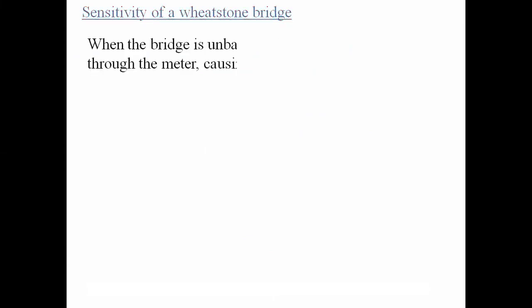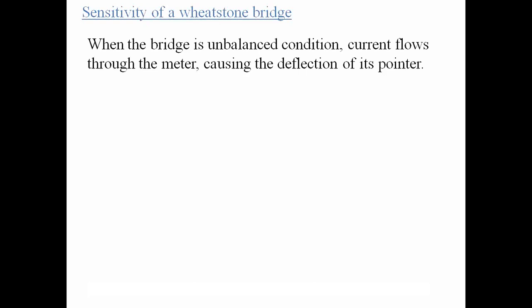The next topic is the sensitivity of the Wheatstone bridge. When the bridge is balanced, there is no current flowing through the meter. When the bridge is unbalanced, a potential difference appears across the meter, and due to that the current will flow through the meter, causing the deflection of the pointer.